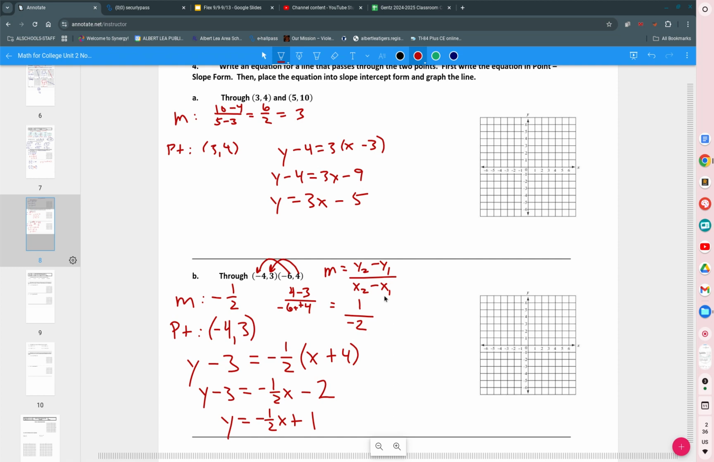So you don't need to distribute, just name the slope and the point. So for the first one, the slope should be 4 and the point should be 1, 5.